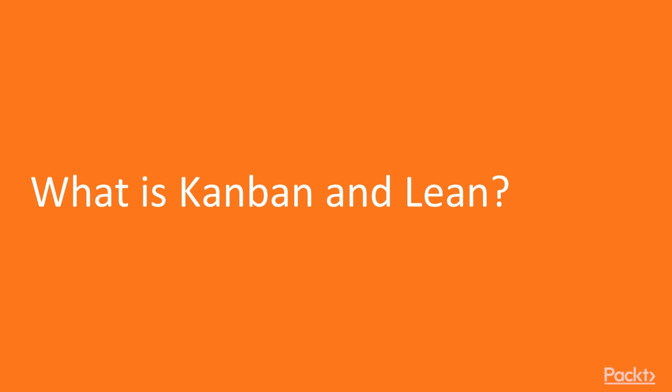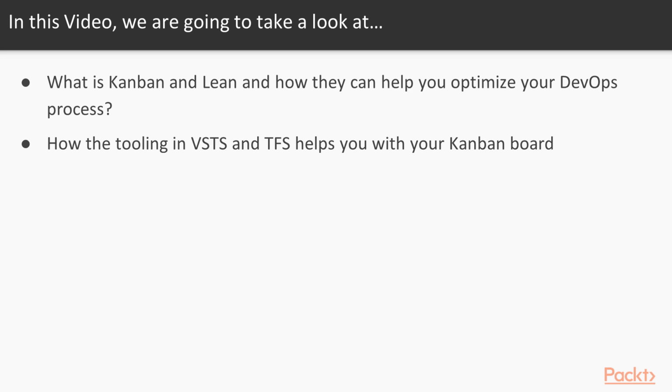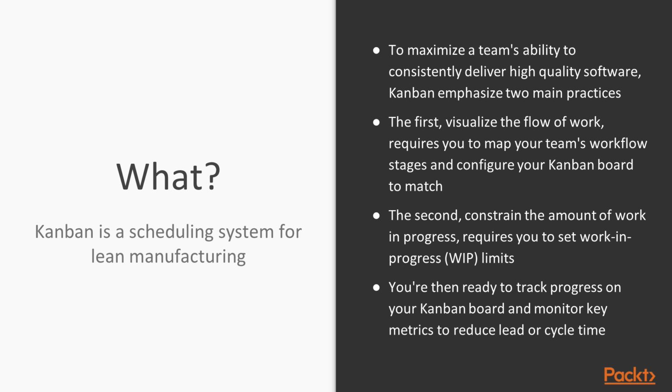What is Kanban and Lean? In this video, I'm going to show you how Kanban and Lean can help you optimize your DevOps processes, and then we're going to look at some of the tooling that will make this possible. So what is Kanban? Well, it's the ability to visualize the workflow, establish some kind of work in progress limit, measure throughput, and continuously improve the process.